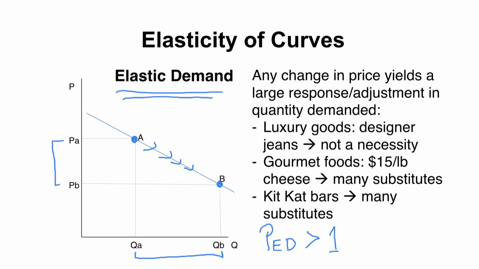So what are some examples? Luxury goods. These are, for example, designer jeans. When the price of jeans changes and designer jeans become significantly more expensive, they're not a necessity for consumption. Therefore, the response in terms of quantity demanded is going to be relatively large.